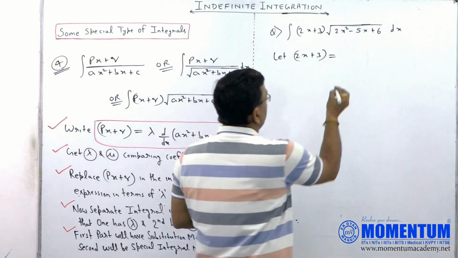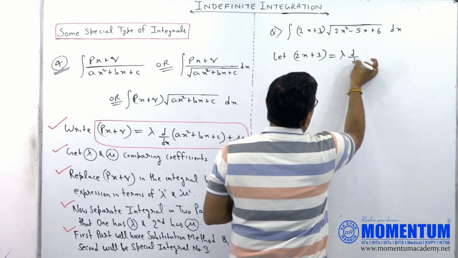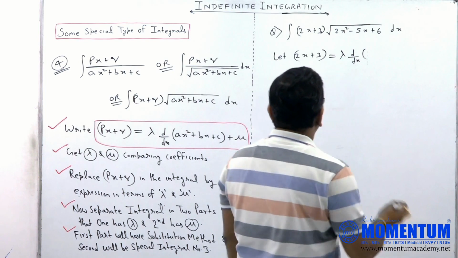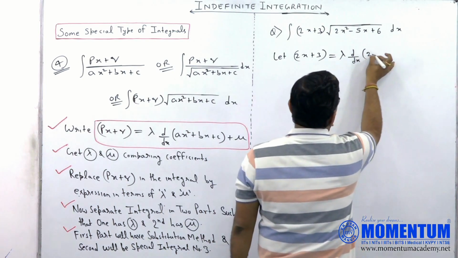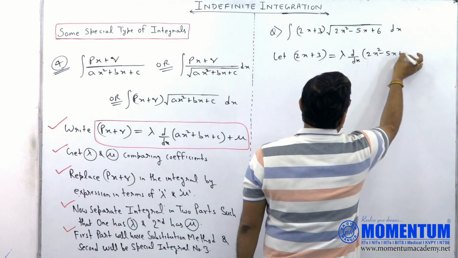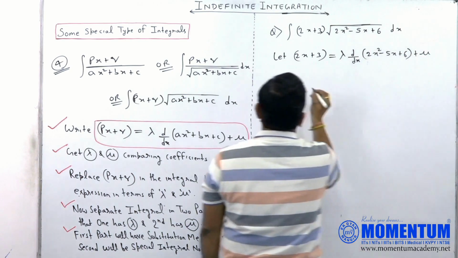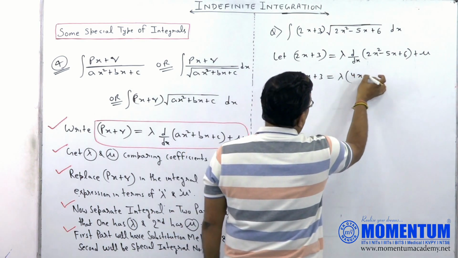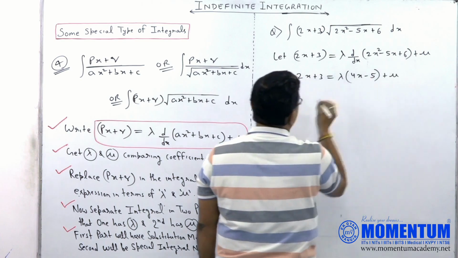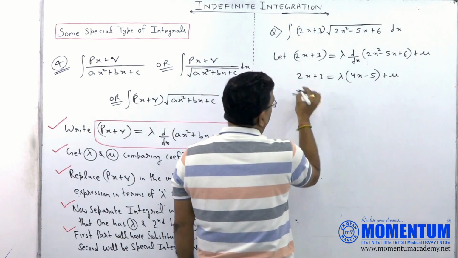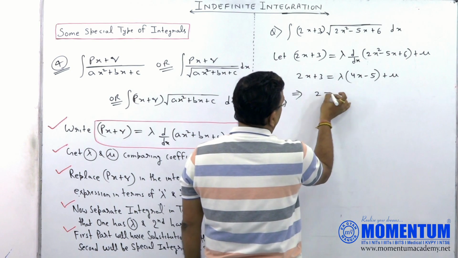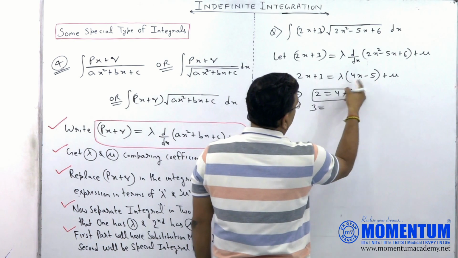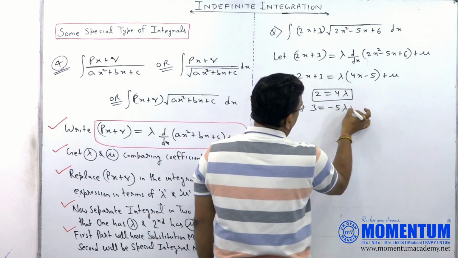We will start taking linear is equal to lambda times differentiation of quadratic plus mu. So now 2x plus 3 is equal to lambda times 4x minus 5 plus mu. Now compare coefficients. So 2 is equal to 4 lambda and 3 is equal to minus 5 lambda plus mu.